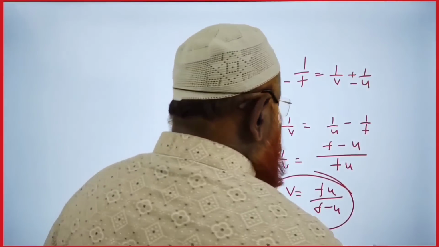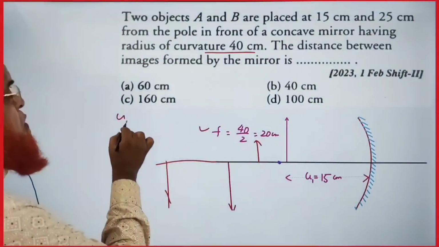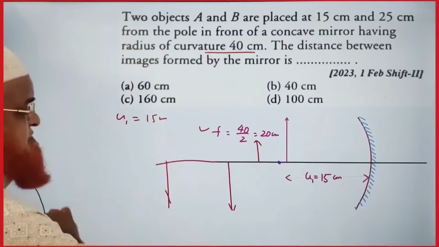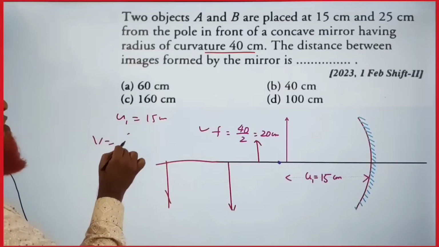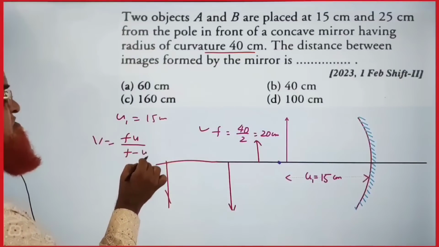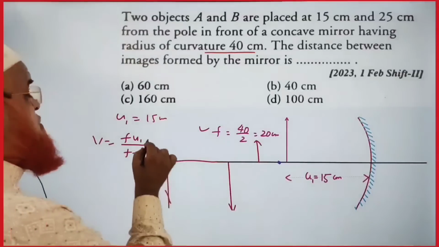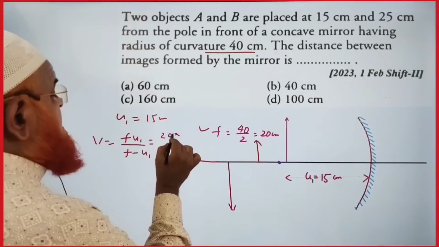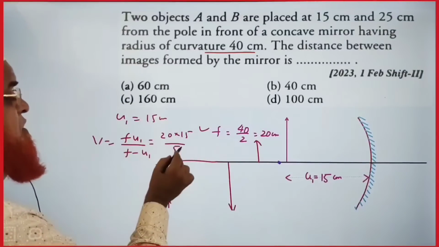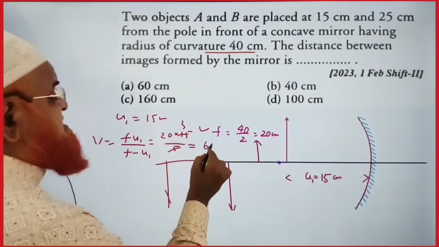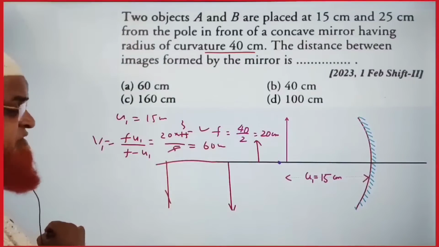Okay. Now let us see what is going to happen. First of all, he has given u1 as 15 centimeters. Substitute in this formula, that is v is equal to fu by f minus u. This is u1, so fu1 by f minus u1. F is 20 into 15 by 20 minus 15, that is 5. Okay. So we'll be getting answer as 60 centimeters. This is called as image distance v1.